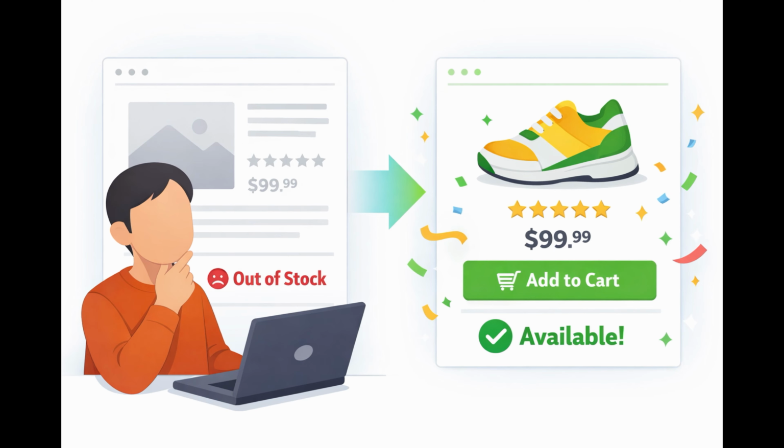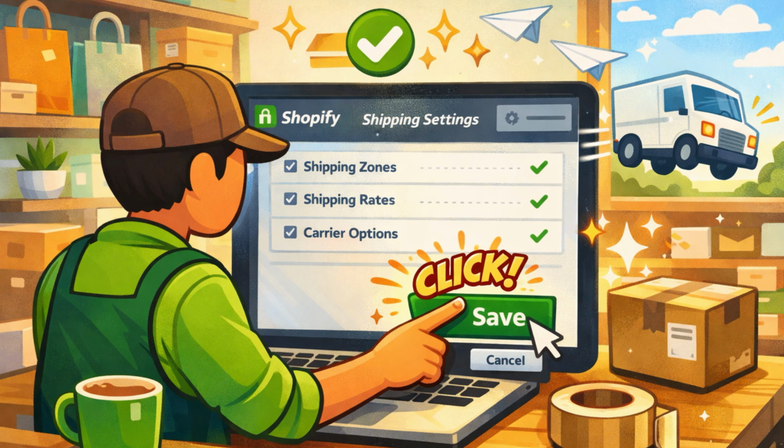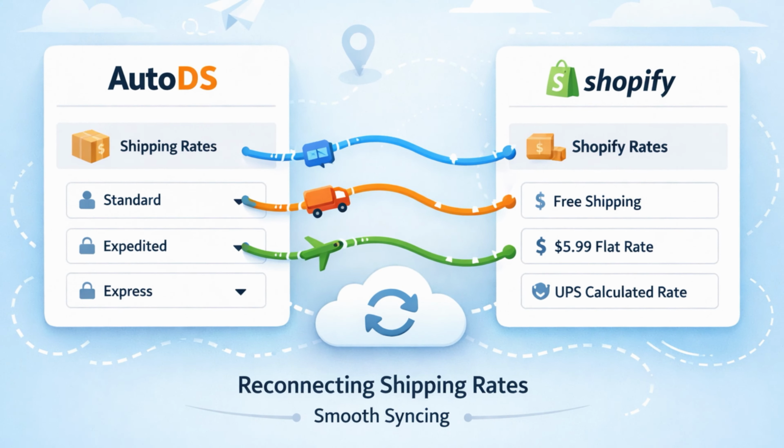Let's say someone imports a product through AutoDS. Stock is available, the supplier is active, but Shopify shows out of stock. What you're supposed to do is go to Shopify, then Settings, then Shipping and delivery. Then you might see that there is no shipping rate applied to the product's location, or the product weight is missing, or the shipping profile doesn't include the product. Once you fix the shipping, the product instantly becomes available again, so no stock changes are needed.